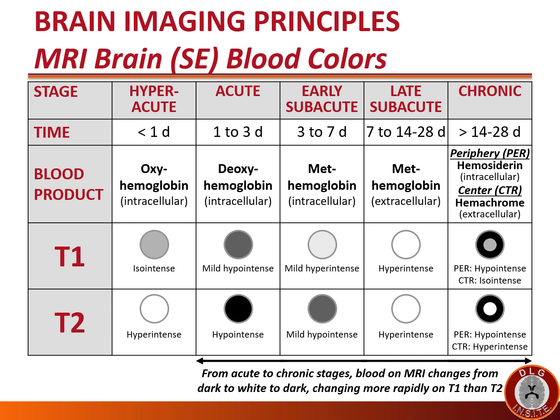But notice it becomes white quicker on T1 than T2, right? So in the acute phase, day 1 to 3, blood is darkish on both T1 and T2. And in late subacute, it's white on both T1 and T2. And in chronic, it's black on both. But in the early subacute is a big difference where it's whiter on T1. It changes from dark to white faster on T1 than on T2.